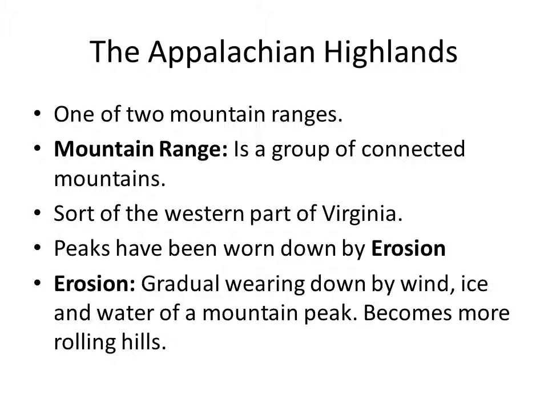The Appalachian Highlands, one of two mountain ranges. A mountain range is a group of connected mountains. So it's sort of like in the western part of Virginia. If you go west, you'll be able to see it. And the peaks have been worn down by erosion. Erosion means a gradual wearing down by wind, ice, and water of a mountain peak. It becomes more like rolling hills. And just think of them as old. Because there's been so much rain, because there's been so much wind, these Appalachian Highlands are just old.